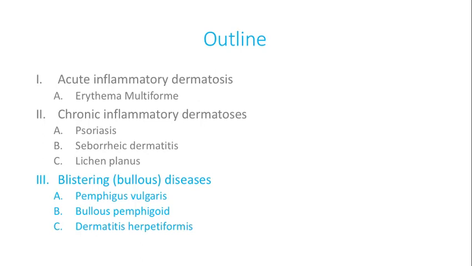Next, we're going to talk about some immunologically mediated blistering diseases. The 3 we're going to focus on are pemphigus, pemphigoid, and dermatitis herpetiformis.